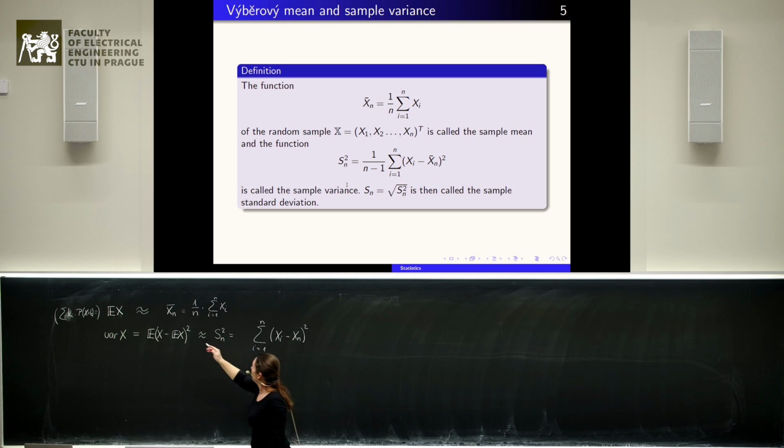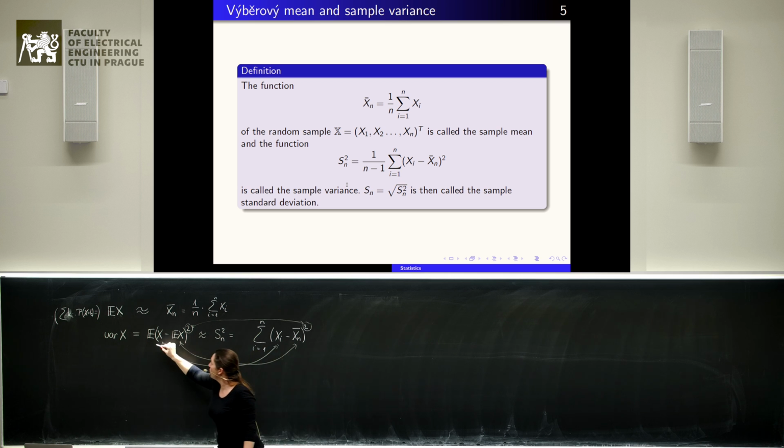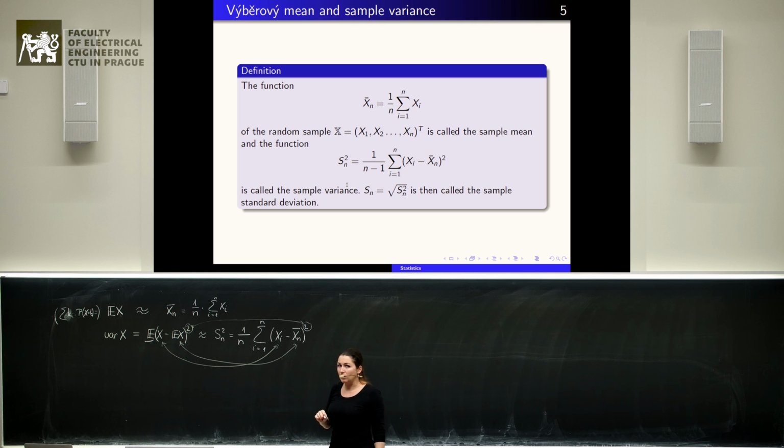We said that the analogy of theoretical expected value is the sample mean. It's here. The xi are random numbers. Square of the difference is the square of the difference. So we need to include this expected value, and this expected value would be included as 1 over n. But what is the problem?